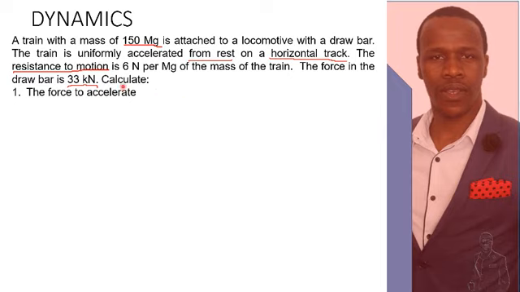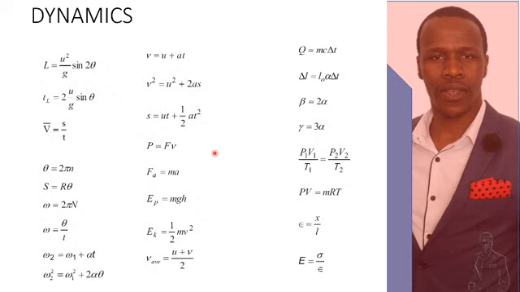The first question says calculate the force to accelerate. Alright, let's go straight to the formula sheet and find out how to get the force to accelerate. When you come to our formula of change, we can see acceleration force is equal to ma. We have the mass, but we don't have acceleration. That means we need to get the acceleration first.